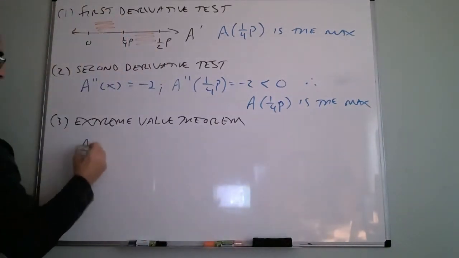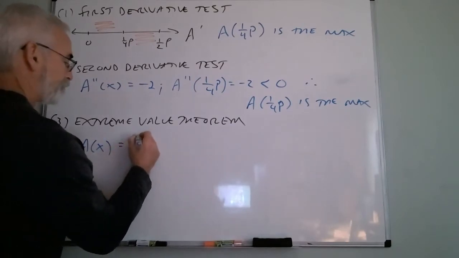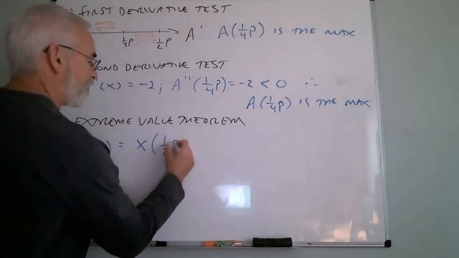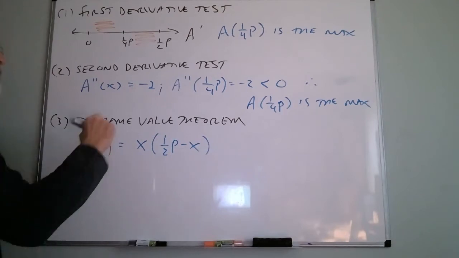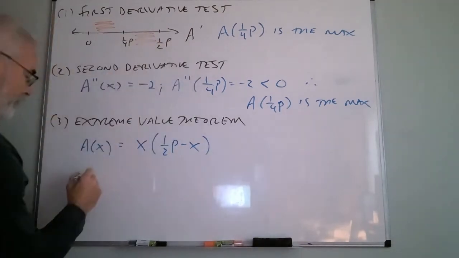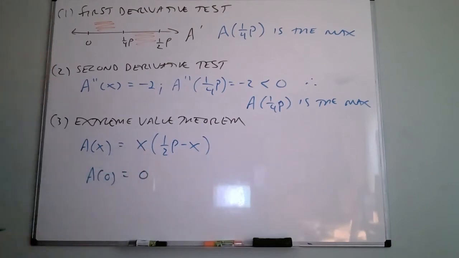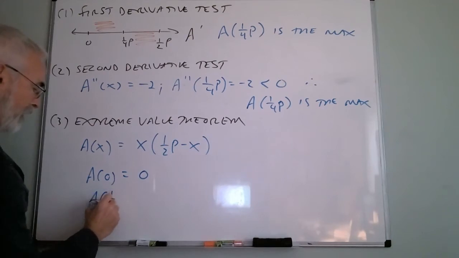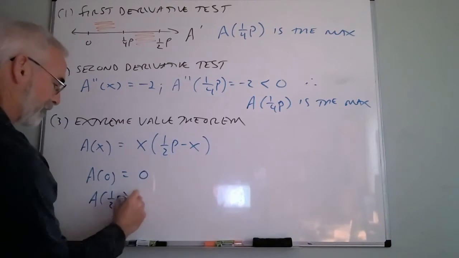Now remember, what is the area of x? The area of x was x times (1/2 p minus x). This is the actual area. So if I evaluate this at 0, I'd get 0. If I evaluate this at 1/2 p, which was the other endpoint of my interval, I also get 0.